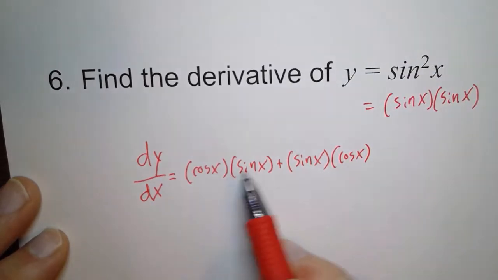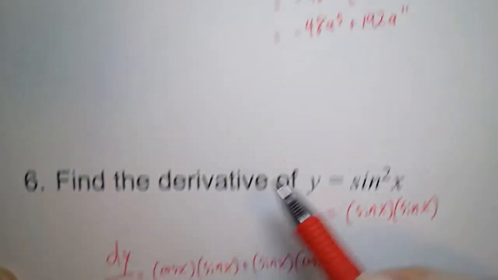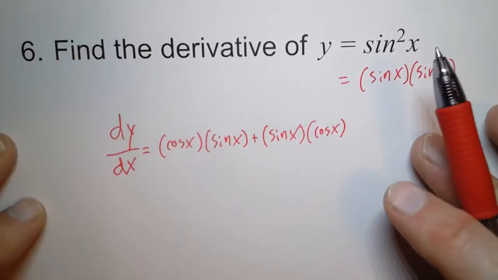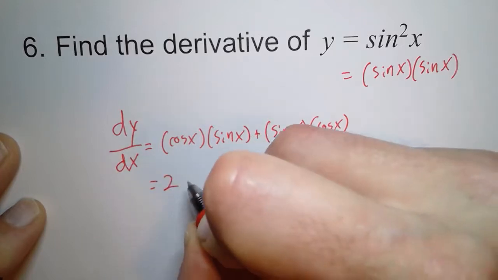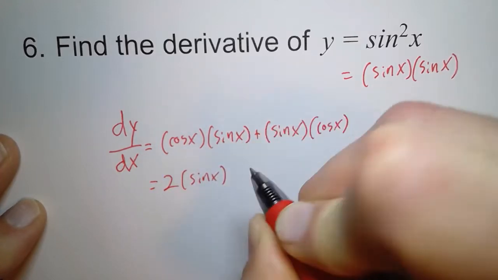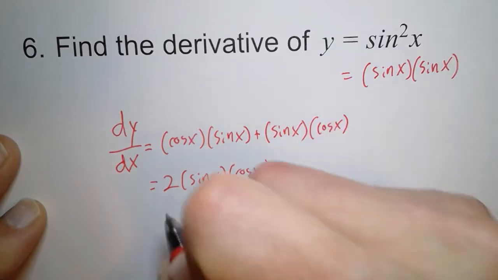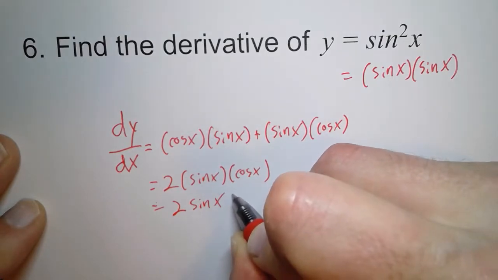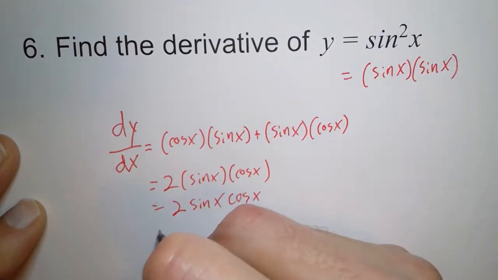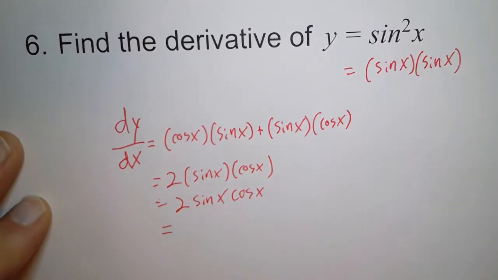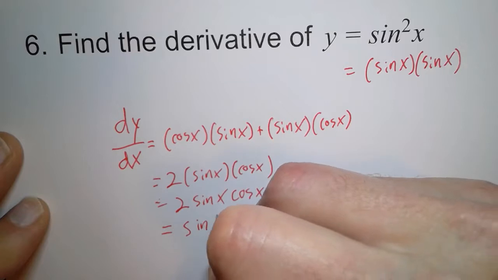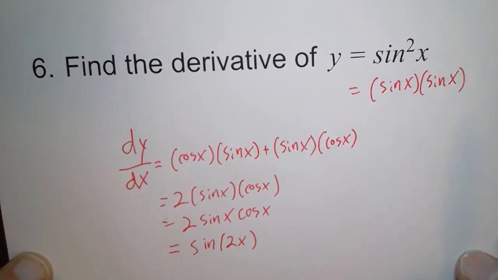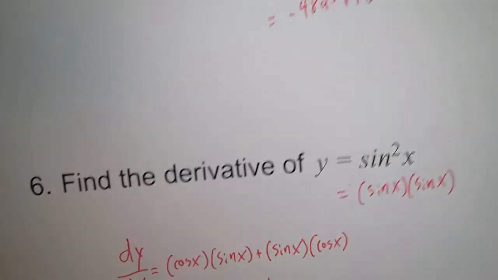Now we have two factors that are identical, similar to what we saw up here in number 5, where these were identical. So we can simplify in the same way. We can just say this is 2 times sine of x times cosine of x. And we really don't need the parentheses at this point. We can just write 2 sine of x cosine of x. And if you remember your trig identities, you remember that this simplifies to just sine of quantity 2x. So you can actually make that answer a little bit simpler. Let's look at the next one.